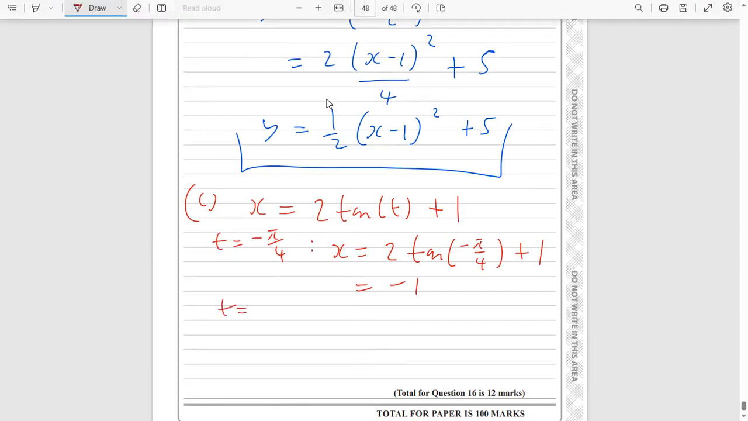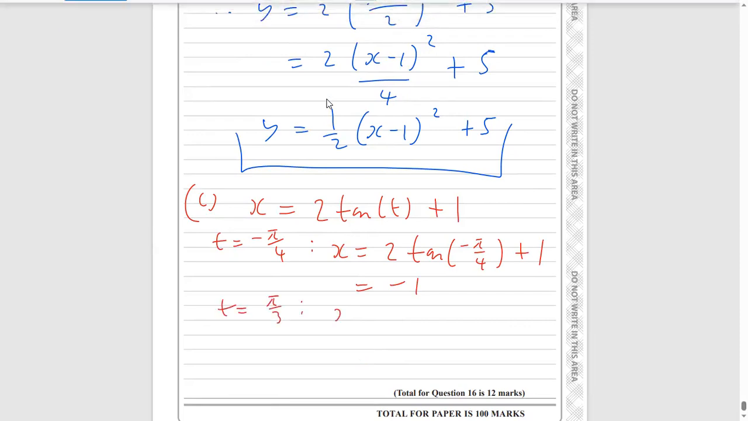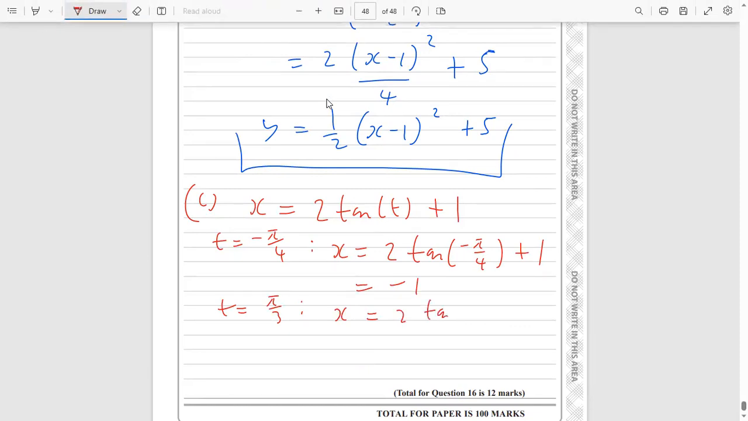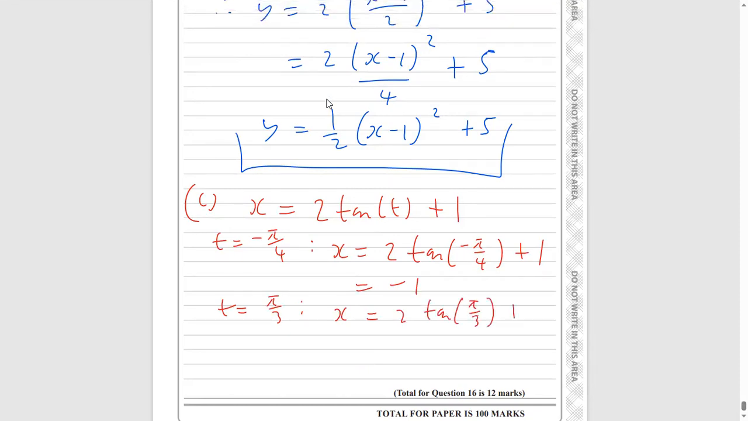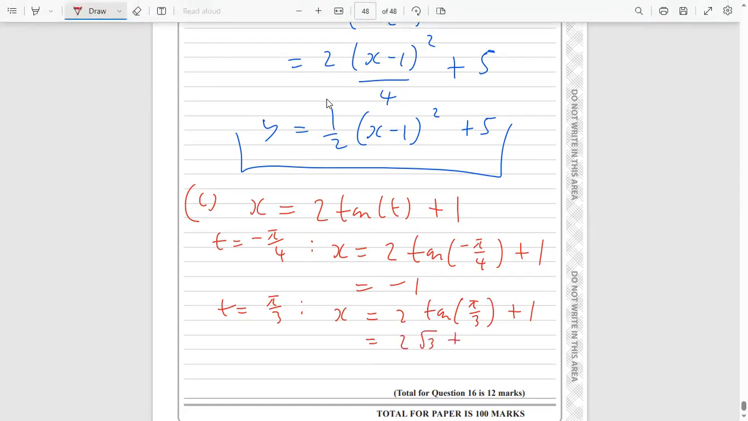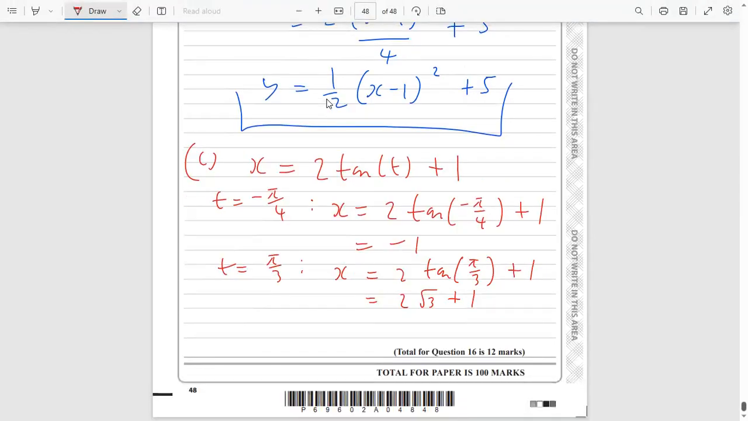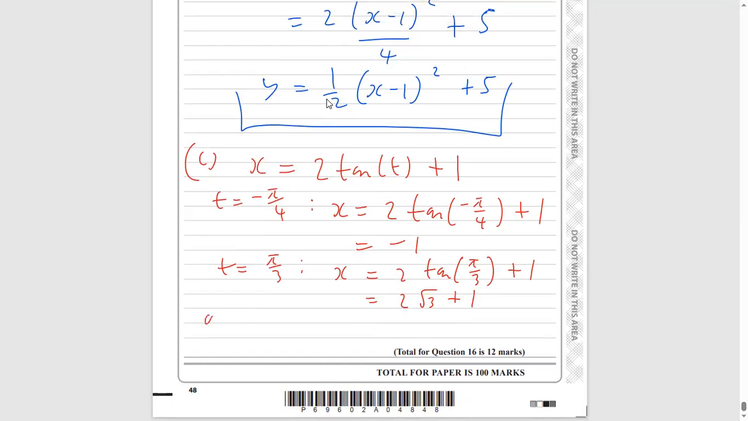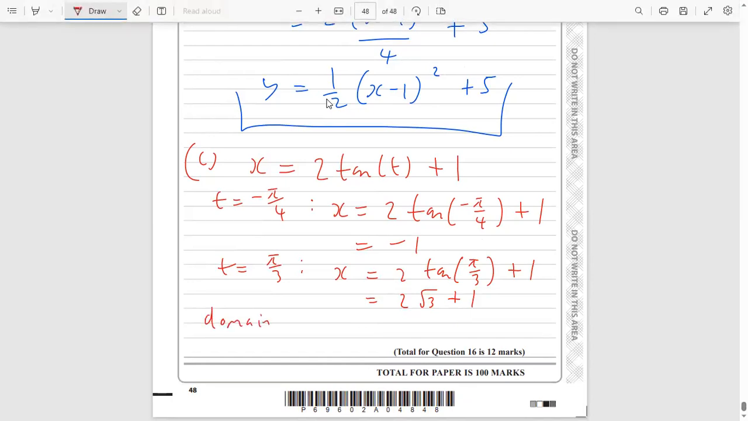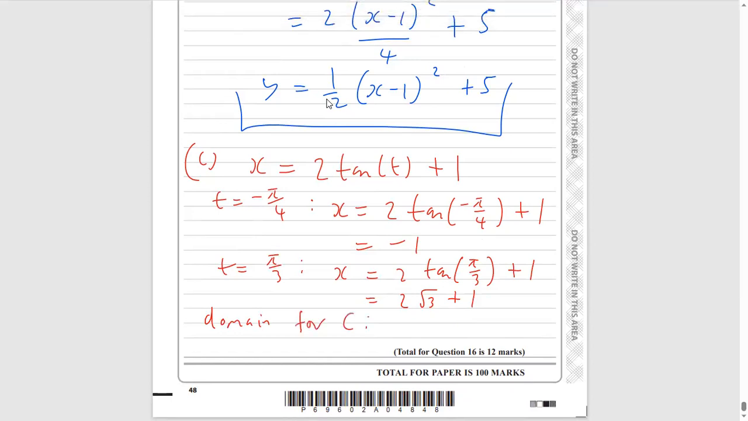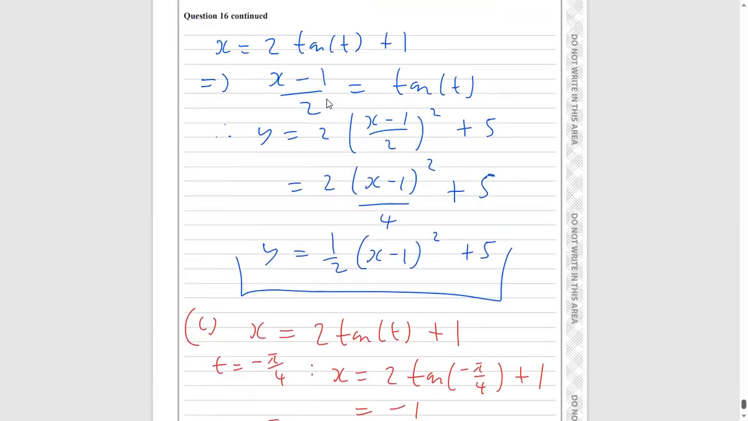Now, if you plug in t equals pi over 3, we get x equals 2 times tan pi over 3 plus 1. Now, tan pi over 3 is root 3. So you've got 2 root 3 plus 1. I'm running out of room on this paper, but we know that the domain for the curve C is x in the set of values between minus 1 and 2 root 3 plus 1. So that's our domain of x values. We'll just keep this in mind.